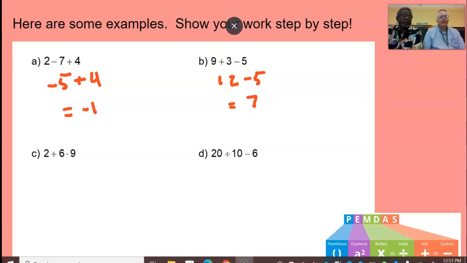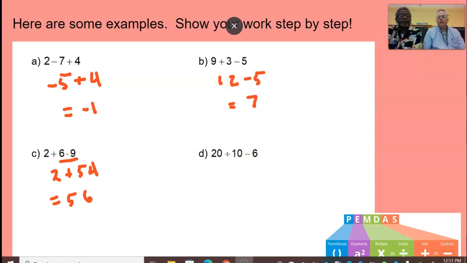Again, so in C, we're going to do what's first, which is, no, in this case, we see a multiplication sign. Yeah, so multiplication gets done before addition. So we're going to do that. We get 2 plus 54. Yes. 6 times 9 is 54. All right. And then we end up with 56. That is correct.